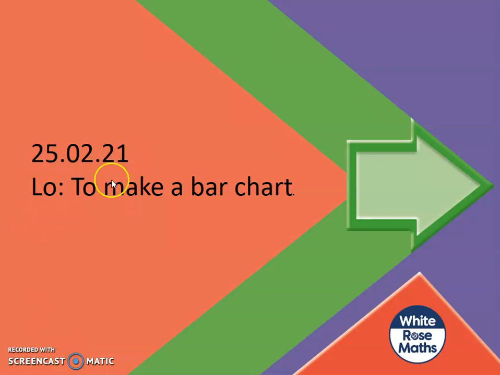Can you write today's short date and the learning objective in your book, please? The learning objective today is to make bar charts. Because we are doing statistics, we are going to be learning about lots of different tables and charts that we can use to interpret our data. Today we're focusing on bar charts. Pause the video and give yourself some time.